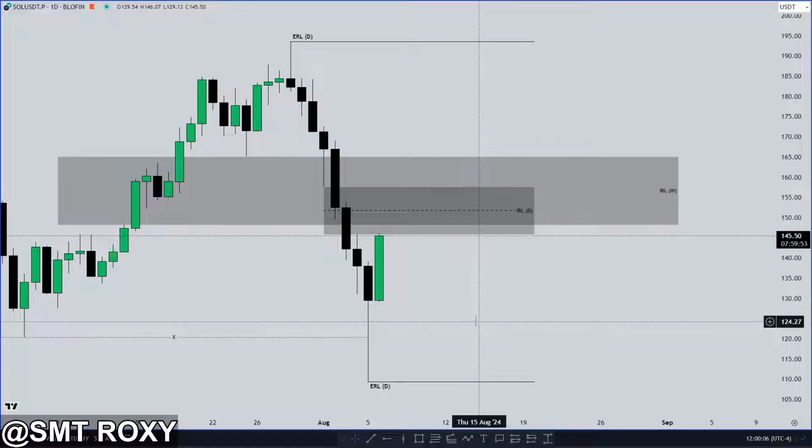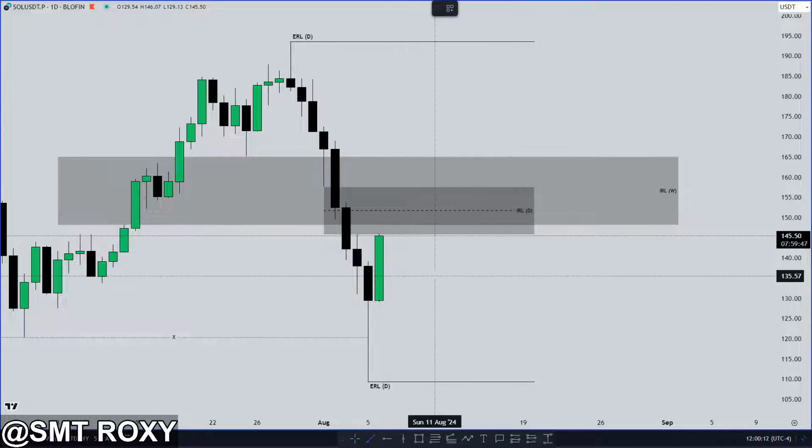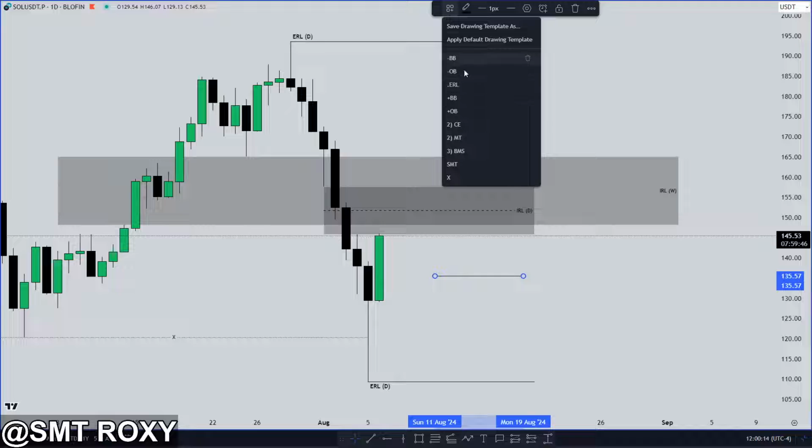And I just don't. I'm lazy, honestly. I'm lazy because if you look right here, I used to have so many. Now I just have one. Same thing with this one. All I have is just external. I used to have buy side, sell side, and so much other stuff.